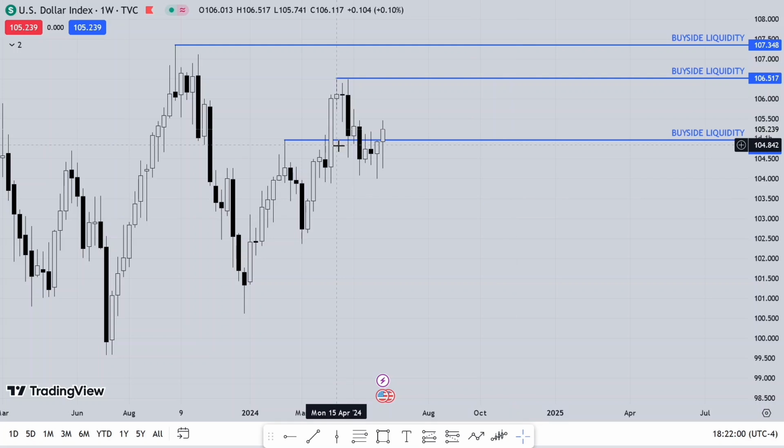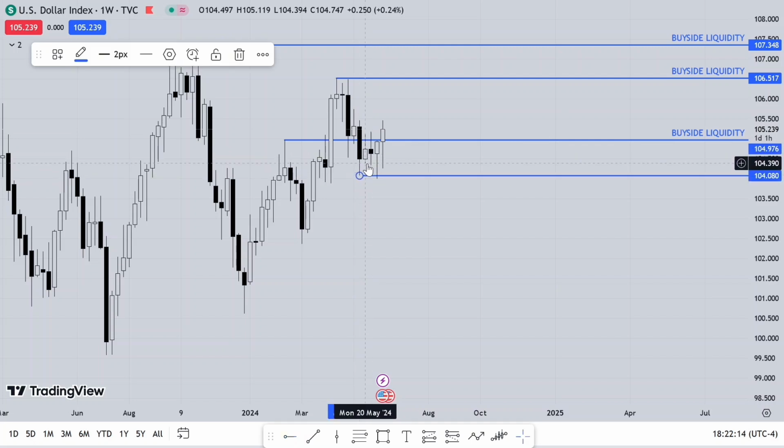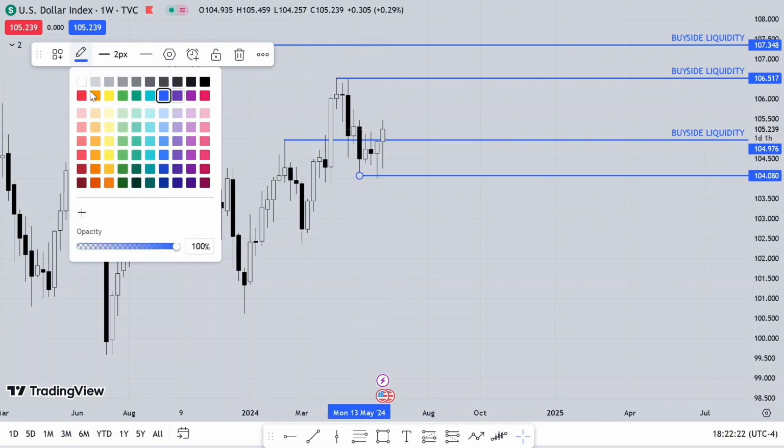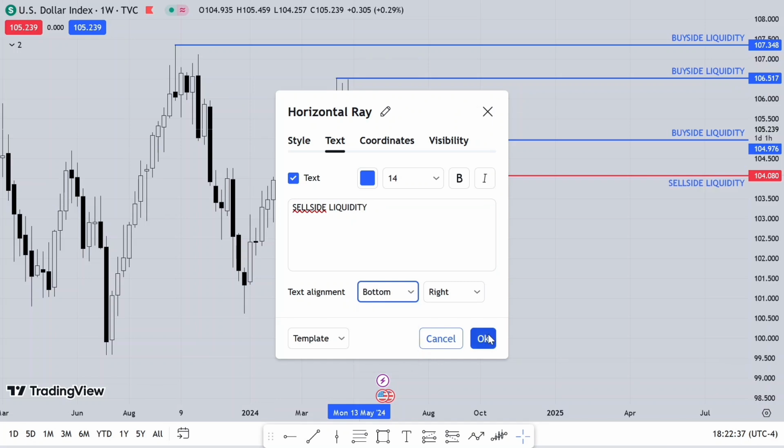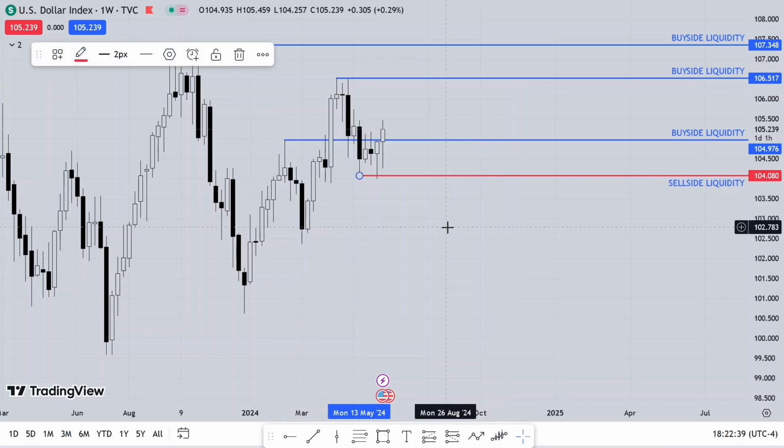And inversely, you have sell side liquidity. Sell side liquidity is a form of liquidity resting below the marketplace. So this is a swing low because it has two higher lows beside it. Let's make this red. You call it the sell side liquidity. And what are sell side liquidities? Sell side liquidity is pending orders that are already resting in the marketplace.